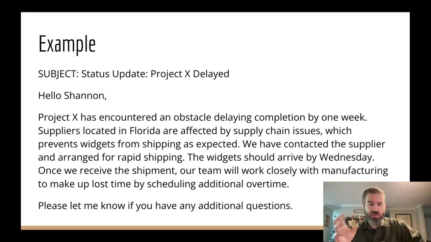Now, just to play devil's advocate here, in that last sentence, do I need to explain how we're going to schedule additional overtime? Do I need to provide a timeline? Do I need to include specific dates or shipping information? No, I'm just providing broad strokes, because exactly how we're going to get the overtime is not necessarily something that affects Shannon at this point. So I can just leave it there. Now, again, hopefully what I get back in response is, thanks, keep me posted, and let me know if I can do anything to help you out at this point.